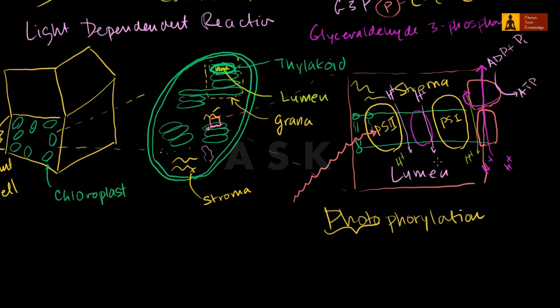Then the hydrogen protons want to go back. I guess you could call it chemiosmosis. They want to go back into the stroma, and then that drives ATP synthase. Right here, this is ATP synthase, to essentially jam together ADPs and phosphate groups to produce ATP.